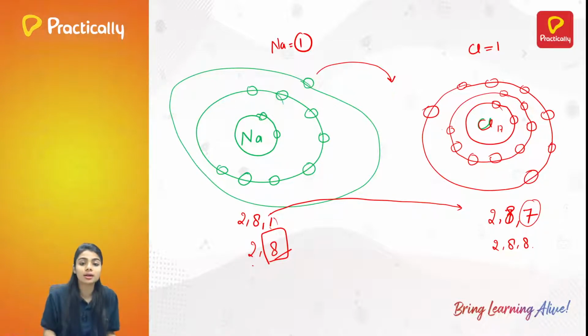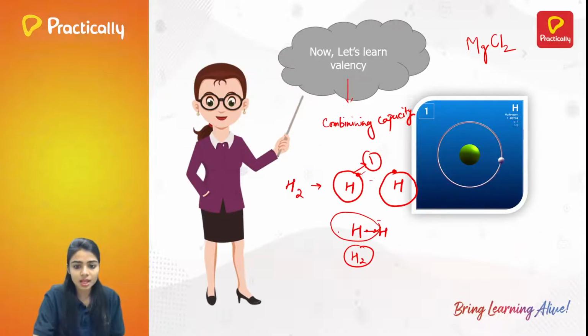So what does that mean? What is valency? Valency is the combining capacity, or you can say the number of valence electrons it will gain or share to become stable. That is the valency. So it is determined by the number of valence electrons. Similarly for hydrogen, there is one valence electron. It requires one more electron to become stable. So the valency of hydrogen is 1.